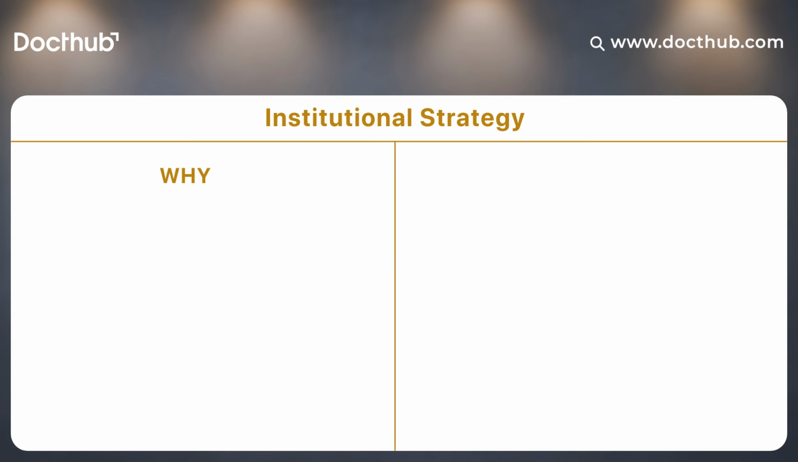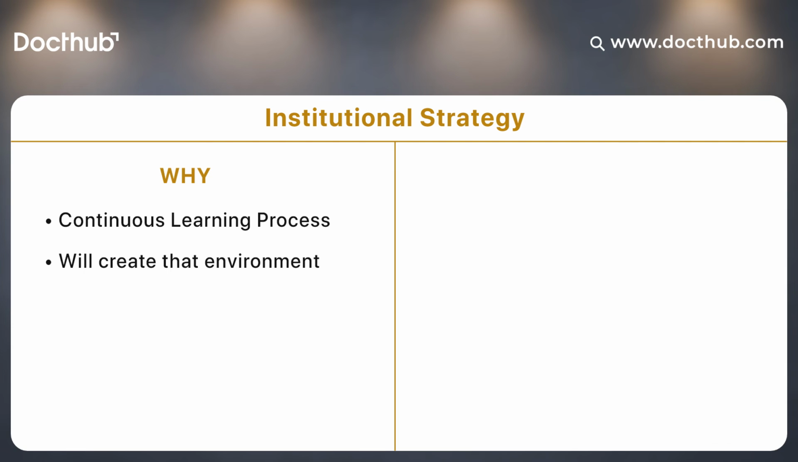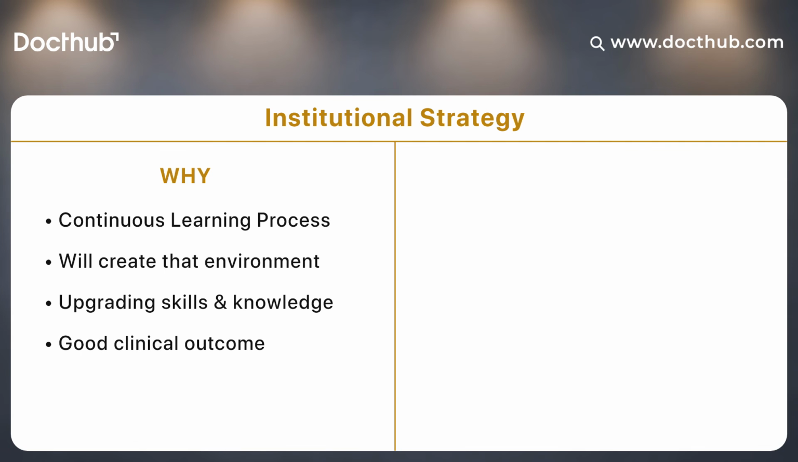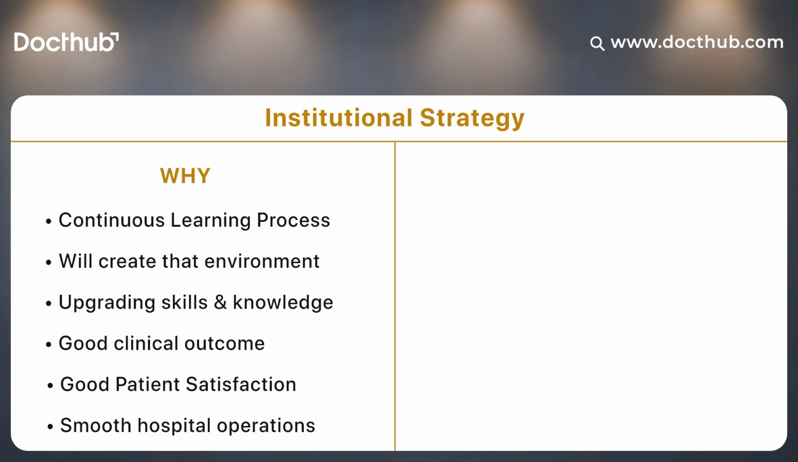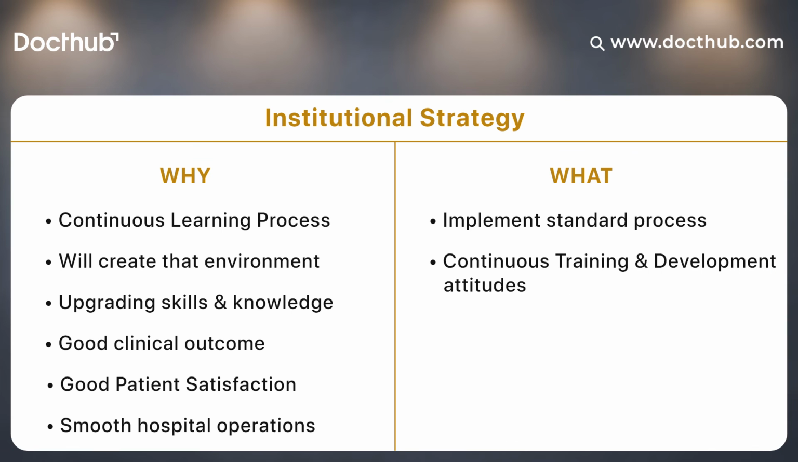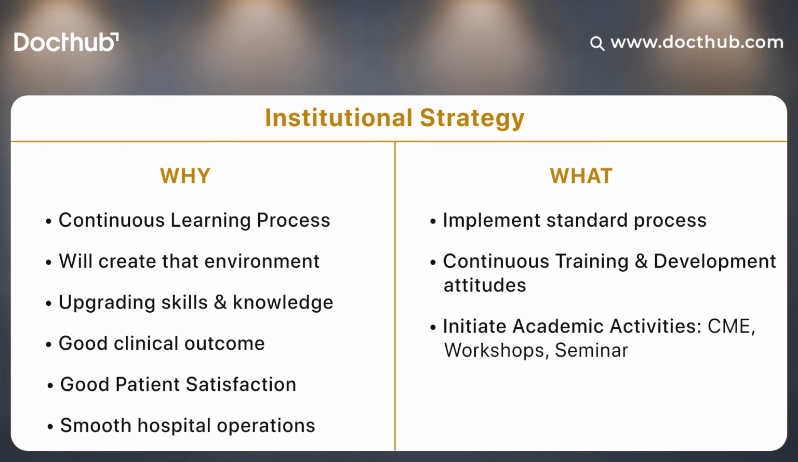Why think about becoming an institution? Because it will give you a continuous learning process in your hospital, and will create an environment for academics, new skill development, and knowledge upgradation of your team, which will ultimately give you good clinical outcomes and patient satisfaction also. And definitely it will smoothen your hospital operations. So in this hospital strategy, what things do you need to consider? Implementation of standard processes, a continuous training and development attitude, and initiating academic activities like CME, workshops, and seminars for the doctors, for the nursing staff, for the technicians.